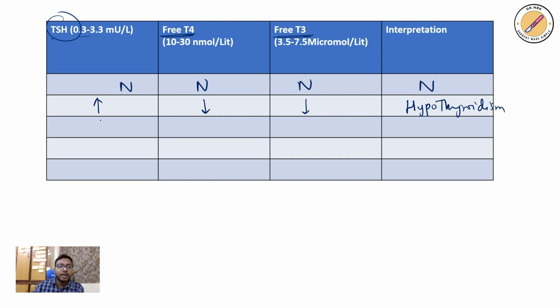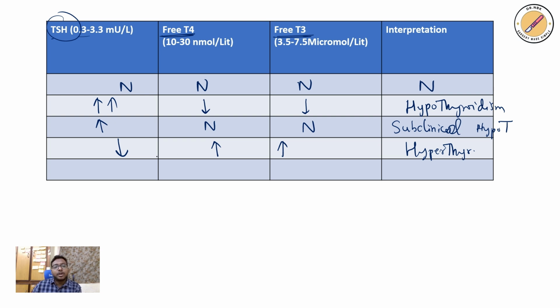Let's say for example rarely you can have rise of TSH, but free T4 and free T3 are normal. So this is nothing but your subclinical hypothyroidism. Okay, so this is subclinical hypo. Let's say for example TSH is decreased and free T4, free T3 are increased. This is nothing but hyperthyroidism, thyrotoxicosis.